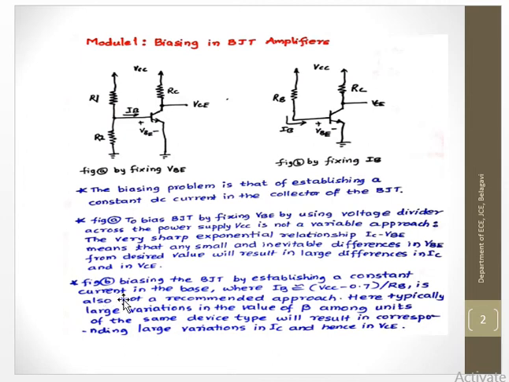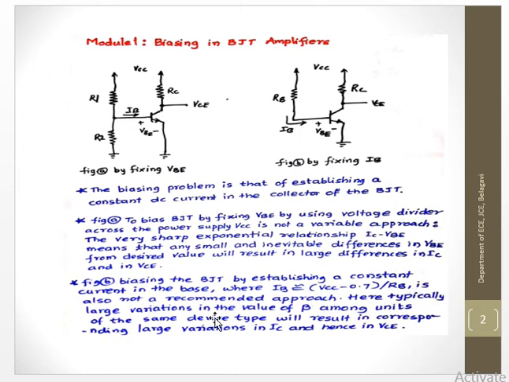In the second representation, biasing the BJT by establishing a constant current in the base, IB is given by VCC minus VBE divided by RB. VCC minus IB RB minus VBE equal to 0. If you rearrange the equation, you get IB equal to VCC minus VBE divided by RB. VBE value is 0.7, so we put VCC minus 0.7 divided by RB. This is also not a recommended approach.